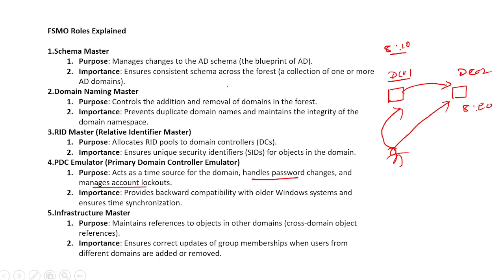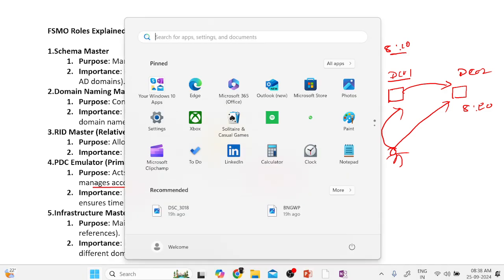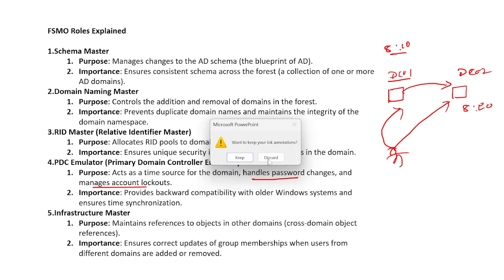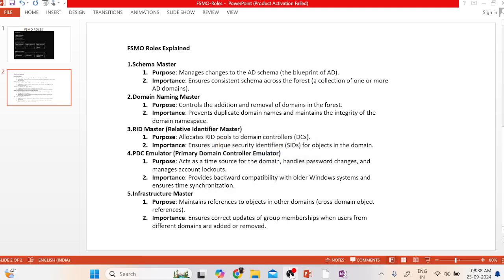Okay, that's about the theoretical portion of the FSMO. Now I will take you to the lab, and I'll show you how you can check the FSMO roles and how you can move an FSMO role from one domain controller to another. I'll show you all the 5 FSMO roles. Then I'll stop the video for now. I will make the lab video separately.